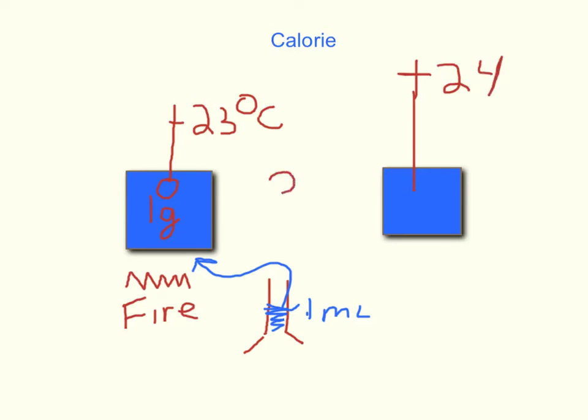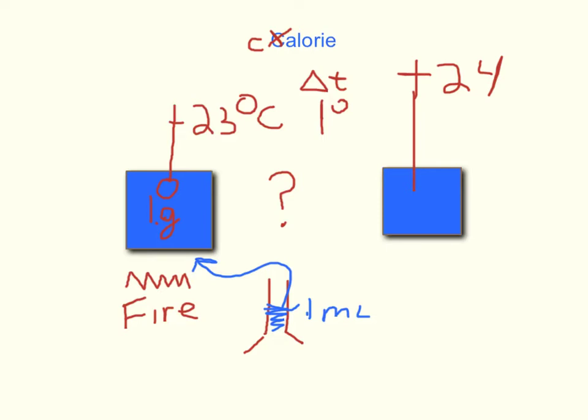Well, how much energy is that? It turns out to take 1 gram of water and change it from 23 to 24 degrees, in other words, a change in temperature, delta T, of 1 degree Celsius, it takes exactly 1 calorie. A little typo here, this actually should have been a little c, c-a-l-o-r-i-e. So that's 1 calorie. Okay?